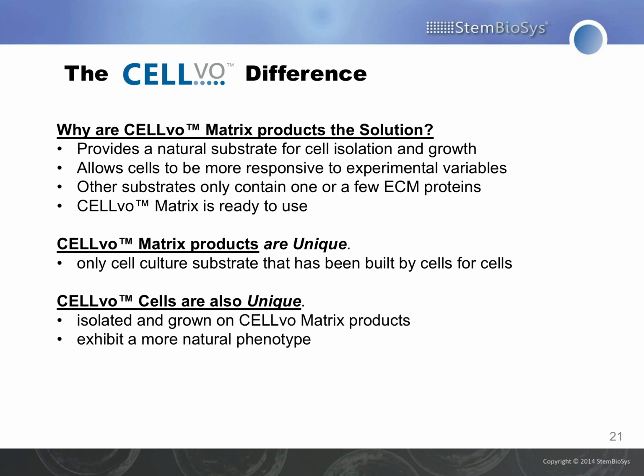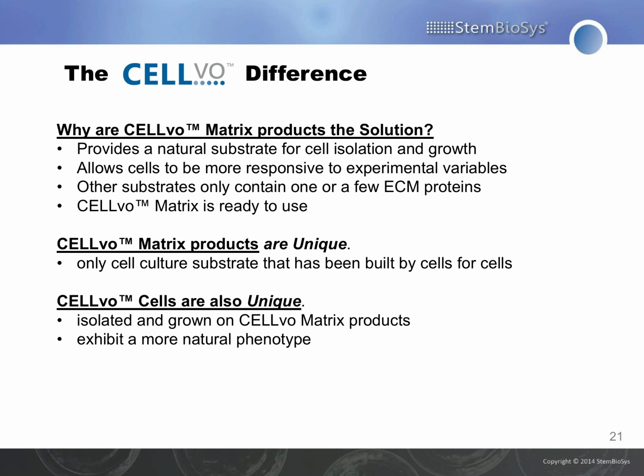So the CELLVO difference, why the matrix? As I've tried to describe, it provides a natural substrate for cell isolation and growth that cells are responding to. It allows these cells to be more responsive to experimental variables than to a foreign substrate or microenvironment that they might find themselves in during normal cell culture processes. Other substrates only contain one or a few extracellular matrix proteins, which is very different than their native environment.